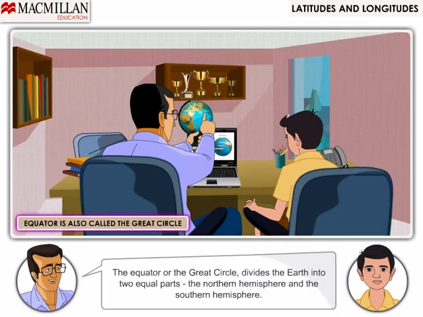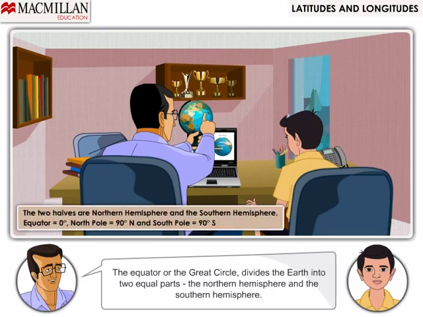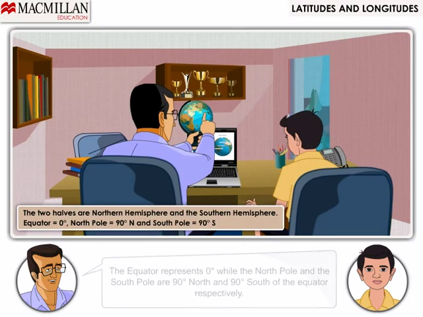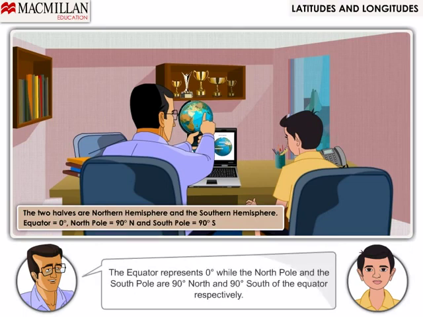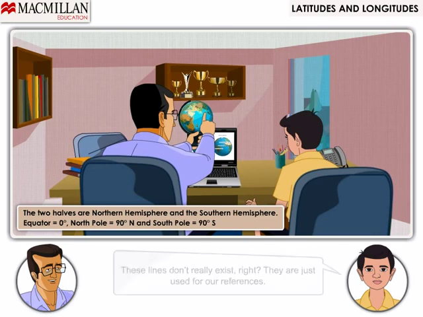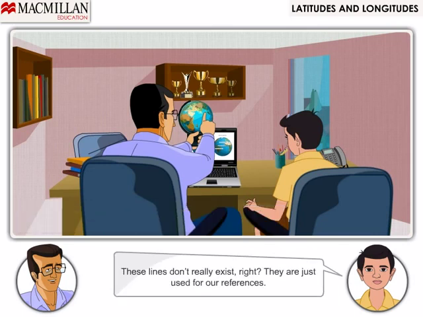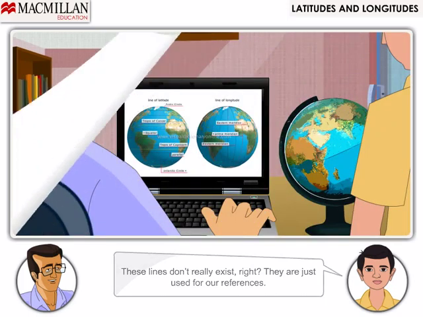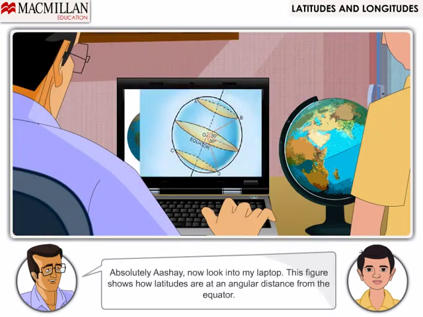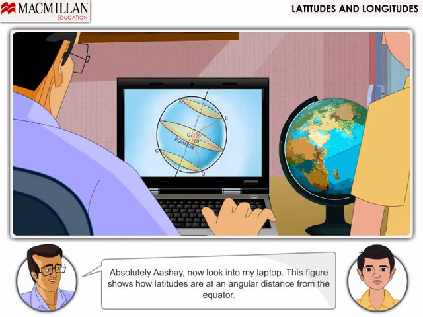The equator, or the Great Circle, divides the Earth into two equal parts, the northern hemisphere and the southern hemisphere. The equator represents 0 degrees, while the North Pole and the South Pole are 90 degrees north and 90 degrees south of the equator respectively. These lines don't really exist, right? They are just used for our reference. Absolutely, Ashe.